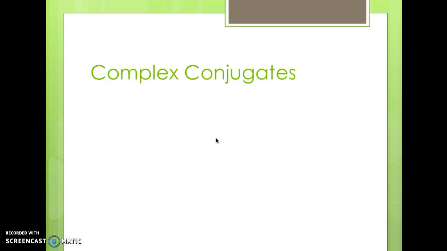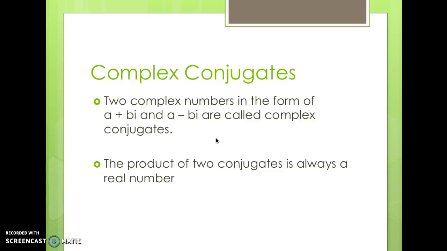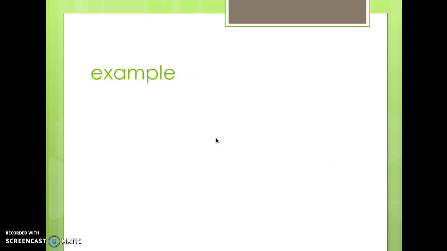Now we are moving on to complex conjugates. Two complex numbers in the form a plus bi and a minus bi are called complex conjugates. The product of two conjugates is always going to be a real number. So let's look at some examples.